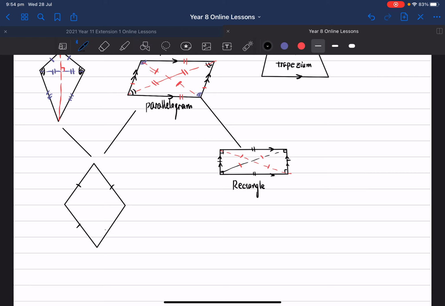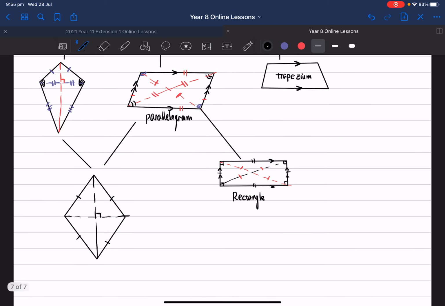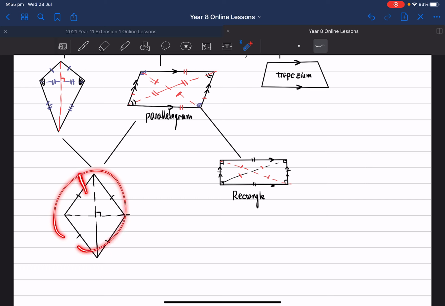So all sides are equal, and obviously it shares the parallelogram properties. The diagonals bisect at 90 degrees as well. It shares the property of a kite. So it does have some properties from the kite and some properties from the parallelogram.